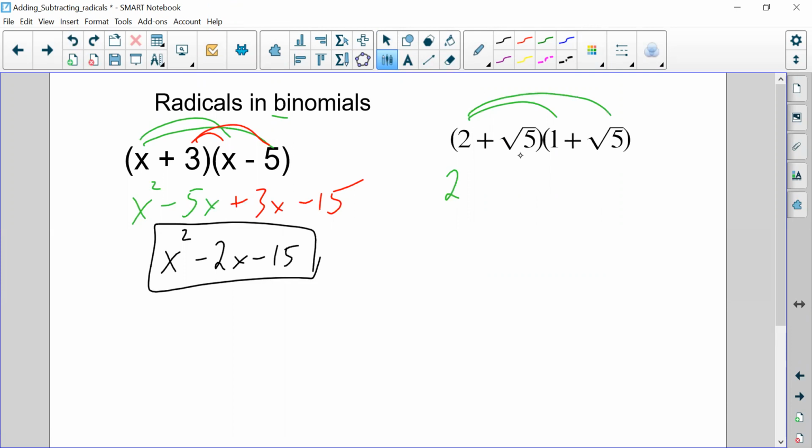How do you do 2 times rad 5? 2 is not inside the radical, 5 is. So how do you multiply them? This is the only way, 2 times rad 5. A common thing would be to think that it's rad 10. It is not rad 10. The only way you can get rad 10 is if you do rad 5 times rad 2. That equals rad 10. But 2 times rad 5, the 2 is not in the radical. That is just 2 rad 5. So there's a difference.